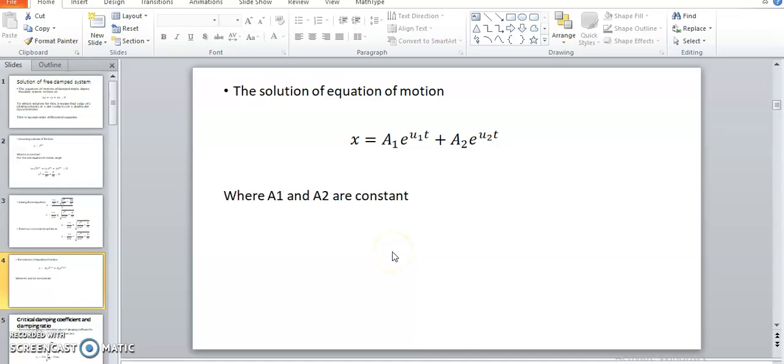So in continuation with this solution of the differential equation, we now get the solution in terms of displacement of a particular oscillator or a particular oscillating body: x is equal to a1 e raised to u1 t plus a2 e raised to u2 t. A1 and a2 are constants. We can determine a1 and a2 by putting in the boundary conditions, and we can then obtain the displacement x at a particular time t.